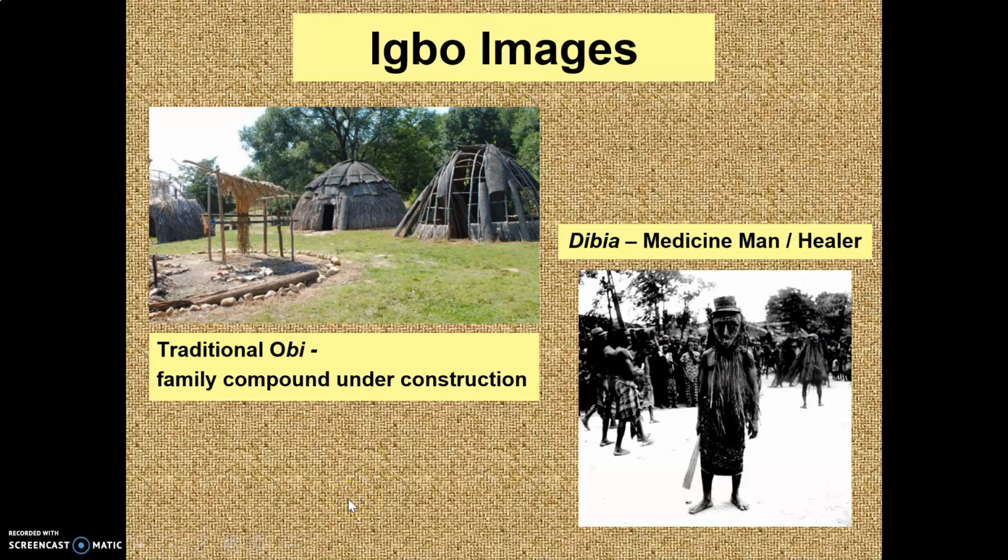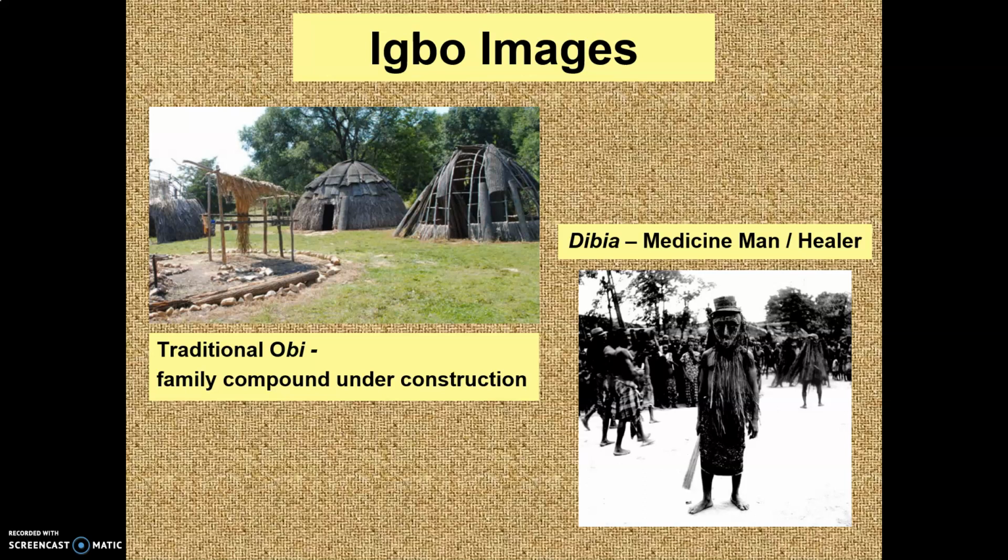And then finally here, just some basic images from the Igbo lifestyle. Here's that compound that I was talking about. And you can see the different huts built around one another. And then here you see a traditional medicine man or healer. And you can notice that he as well is wearing that mask that would have been part of the ritual and the traditional garb of these people.